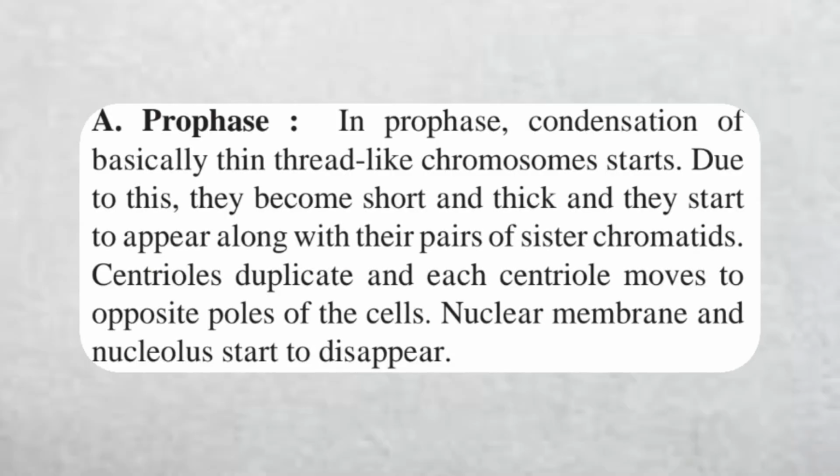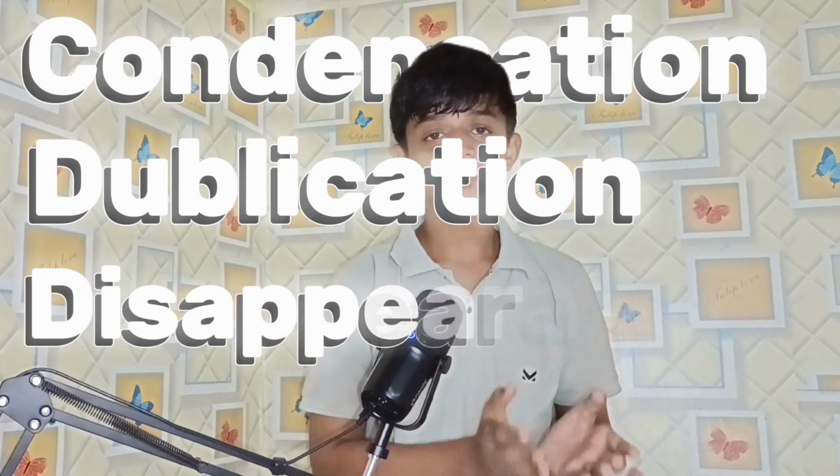The nuclear membrane starts to disappear, because the nucleus needs to divide and form two, so first the chromosomes need to be set free. The nucleus and the nucleolus also start to disappear. When they all disappear, the centriole, the T-shaped one, starts to duplicate and reaches the opposite poles. These are the things that occur here: the condensation, the duplication and the disappearance.